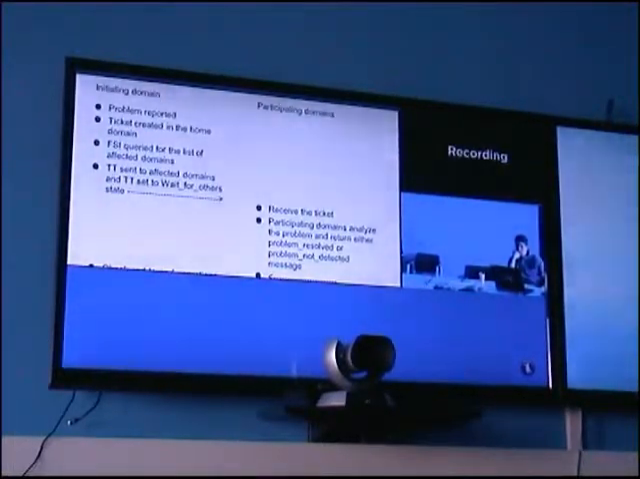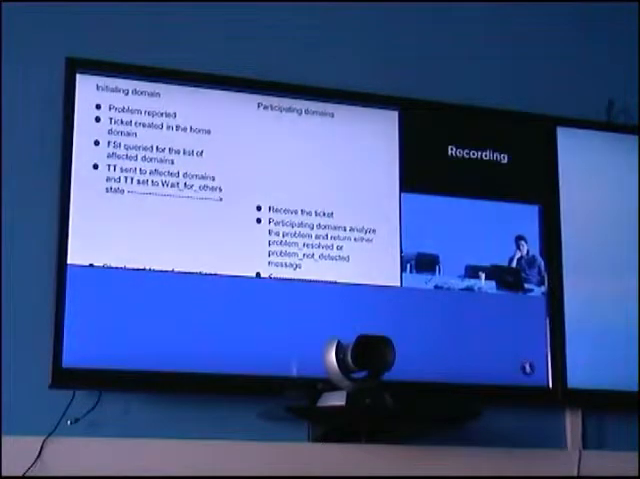So how should it work? This is a sample workflow. For example, in the initiating domain, a problem is reported, a ticket is created, then a Federated Service Inventory is created for the set of domains which are affected by the problem in this service instance. The trouble ticket is sent to the other affected domains, and this ticket is accepted by the trouble ticketing system of the remote domain.